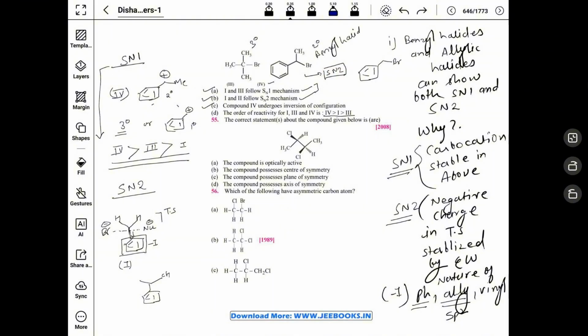Now when you have structure 4, let's draw the nucleophile the same way. This methyl has a plus I effect, therefore it is increasing the electron density of the transition state. At the same time, the phenyl is withdrawing electron density through the minus I effect, and hence we can say that in the case of 1, the transition state is more stable than 4. Therefore this order of reactivity doesn't hold whether it goes through SN1 or SN2, and hence statements 1, 2, and 3 are correct, but 4 is wrong.